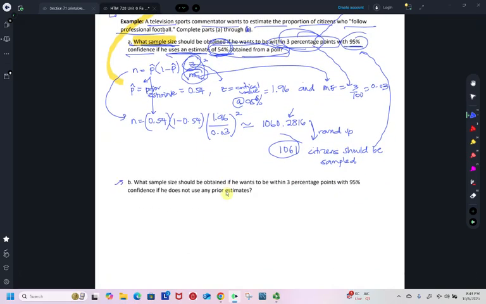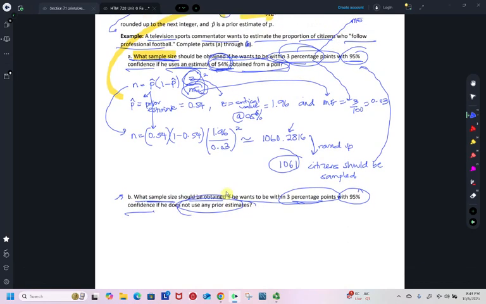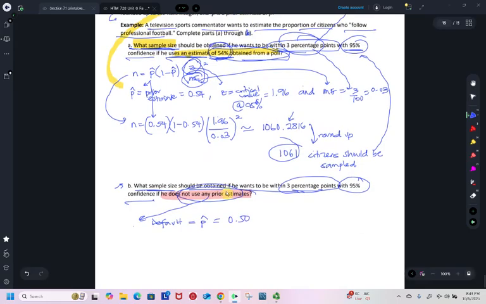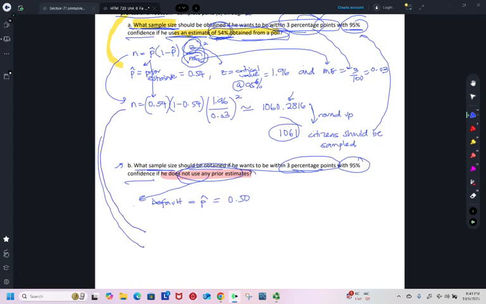Another question here says, what sample size should be obtained if he still wants the 3 percentage points with 95% confidence but does not have a prior estimate? So this current question without the prior estimate is different from the previous one, because the previous one has a prior estimate. So what do we do? In this case, whenever there is no prior estimate, we have a default value you must use, and that is p̂ equals 0.50. So we're going to compute our sample size based on this assumption.